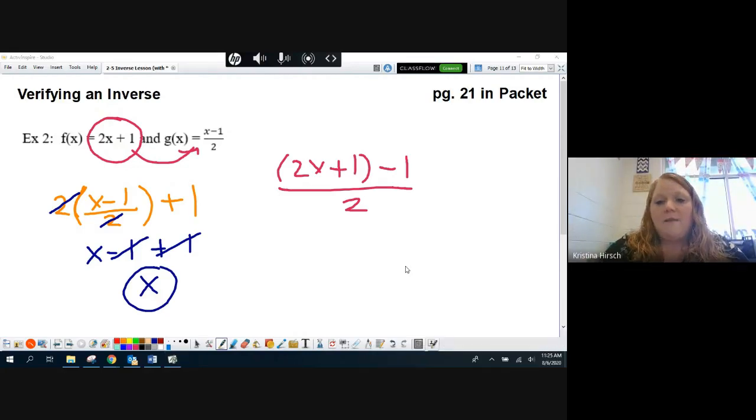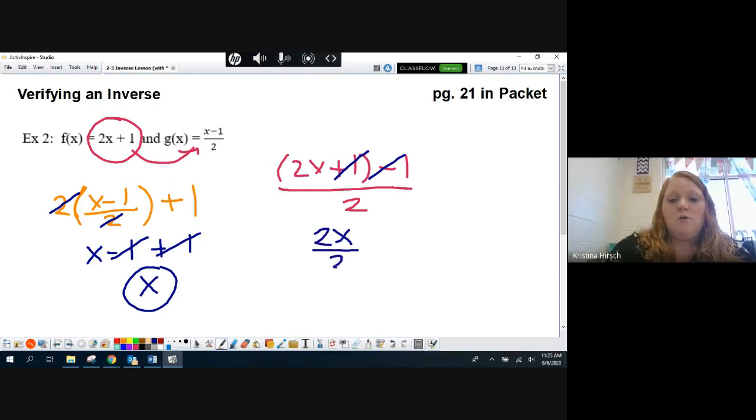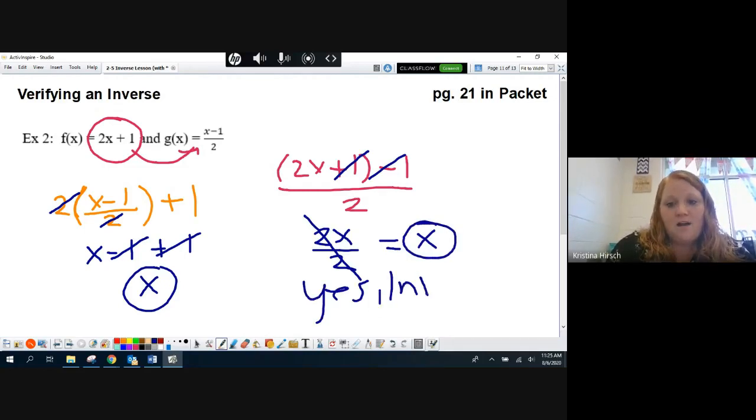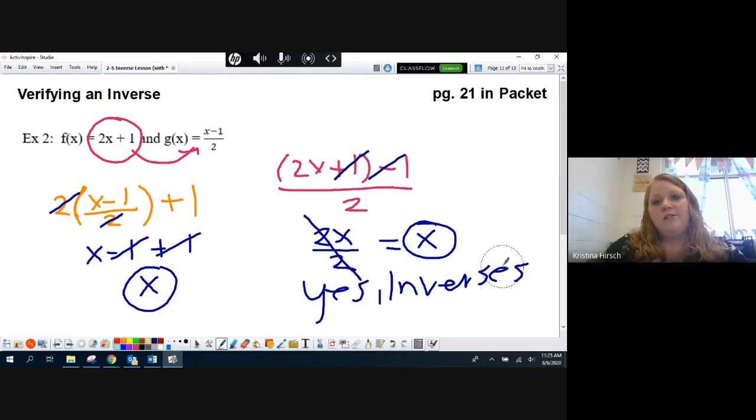Now here, I'm going to start seeing what cancels out. In the numerator, +1 and -1 zero out. That leaves me with 2x over 2, and then the 2's cancel, leaving me with x. So yes, they are inverses. And just so you know, it's not always going to work out where they're inverses. Sometimes it does, sometimes it doesn't.